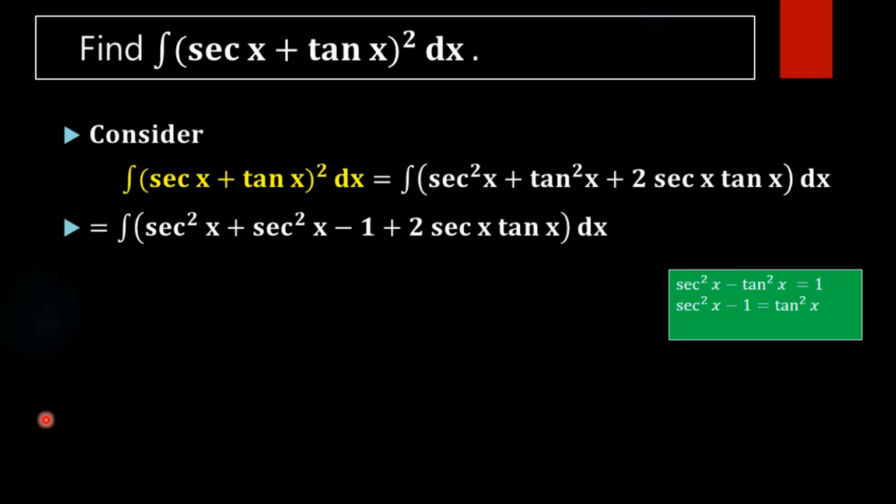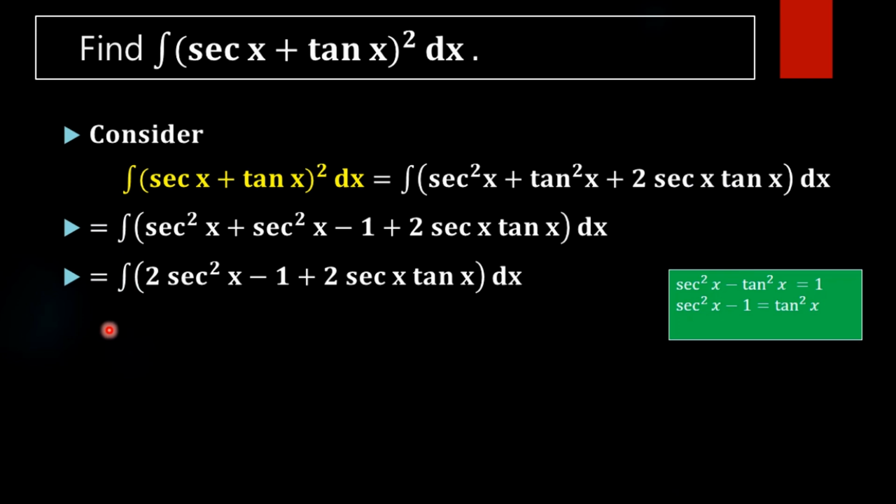What is sec square x plus sec square x? That is 2 sec square x. So we have the integral of 2 sec square x minus 1 plus 2 sec x tan x dx. So this function is now in an integrable form.